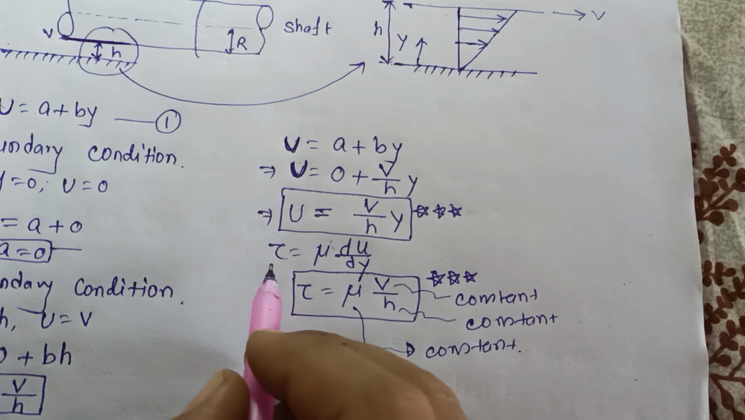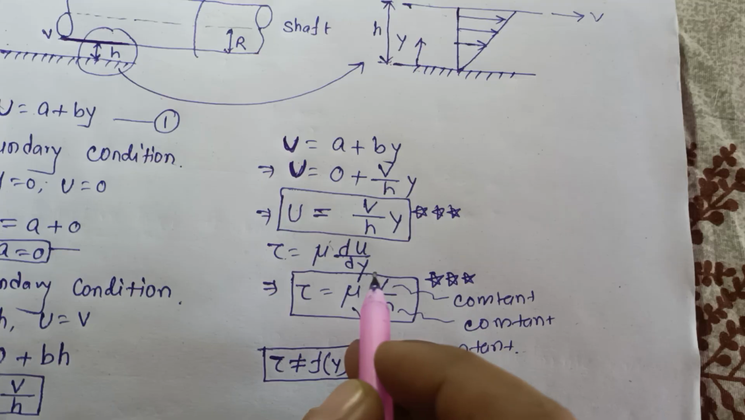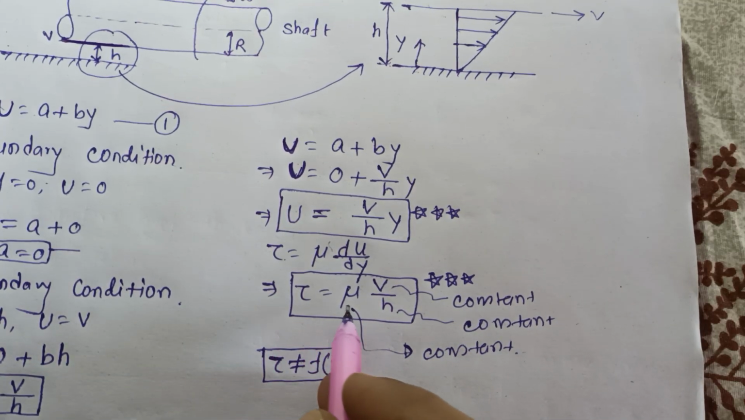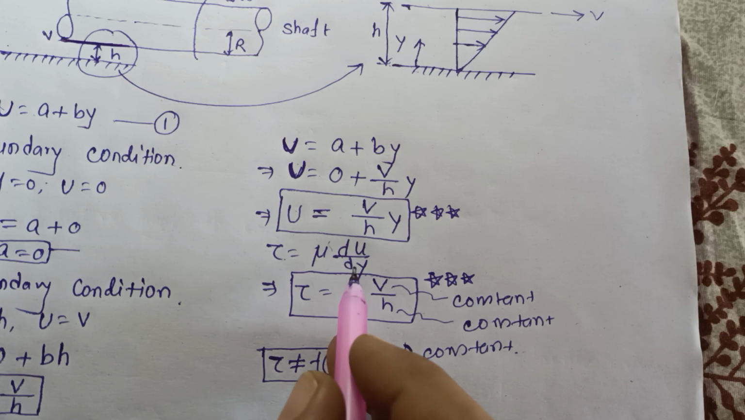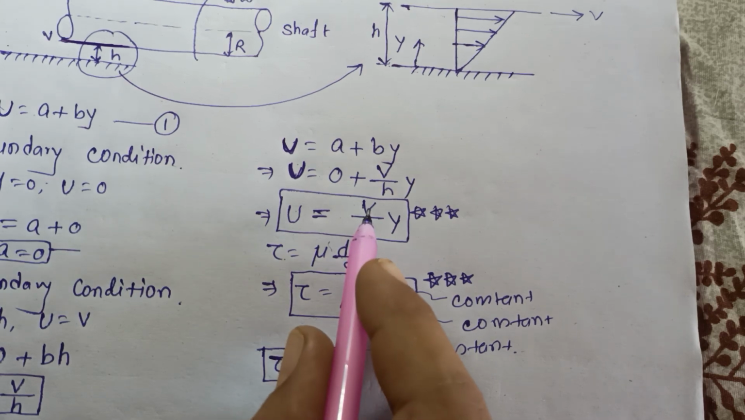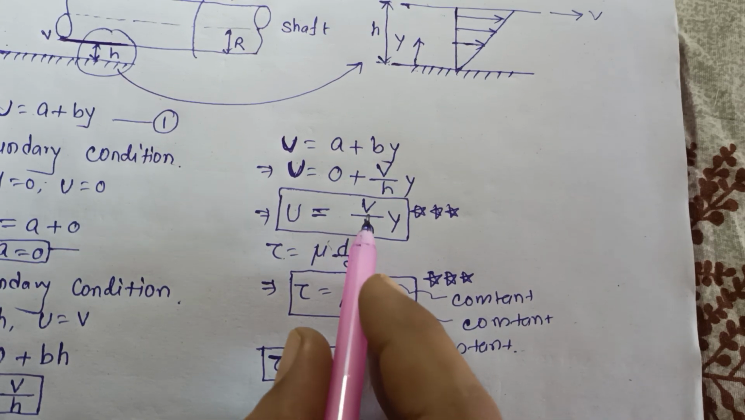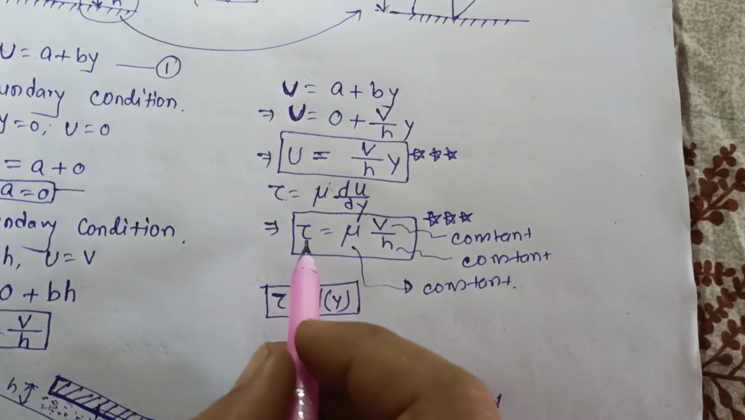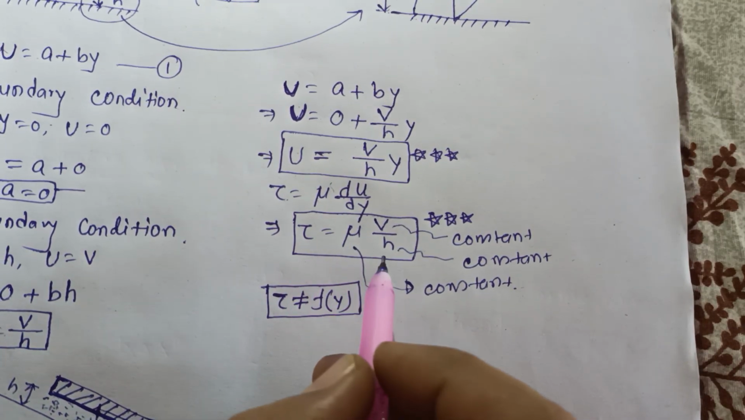We know that tau is equal to mu into du by dy. So from here tau is equal to mu into the derivative of u with respect to y, that is v by h. So here v by h. So we see that tau is equal to mu into v by h.